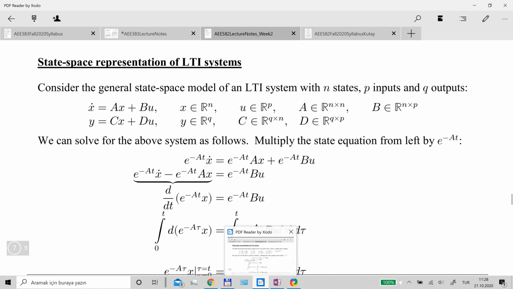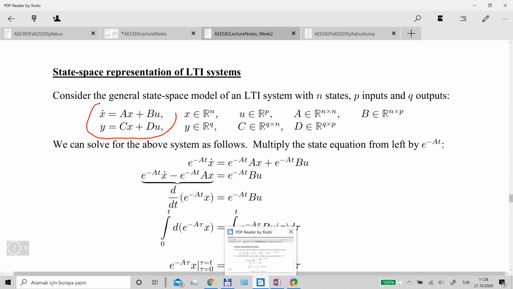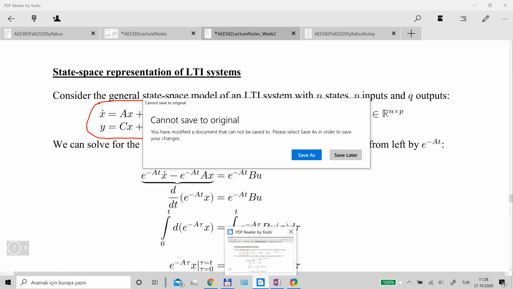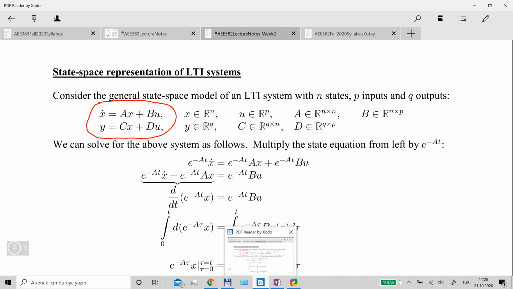Okay, so let's just start with the model itself. So the state space model for a linear time invariant system will be in this form. This is one of the nicest things about this model actually. So you have this vector first order differential equation, and any LTI system you can imagine will fit into this form.